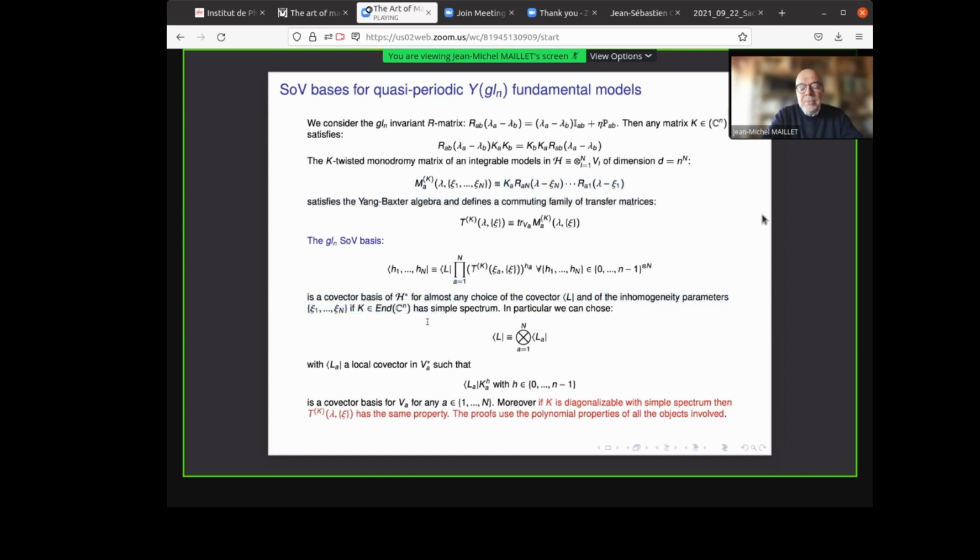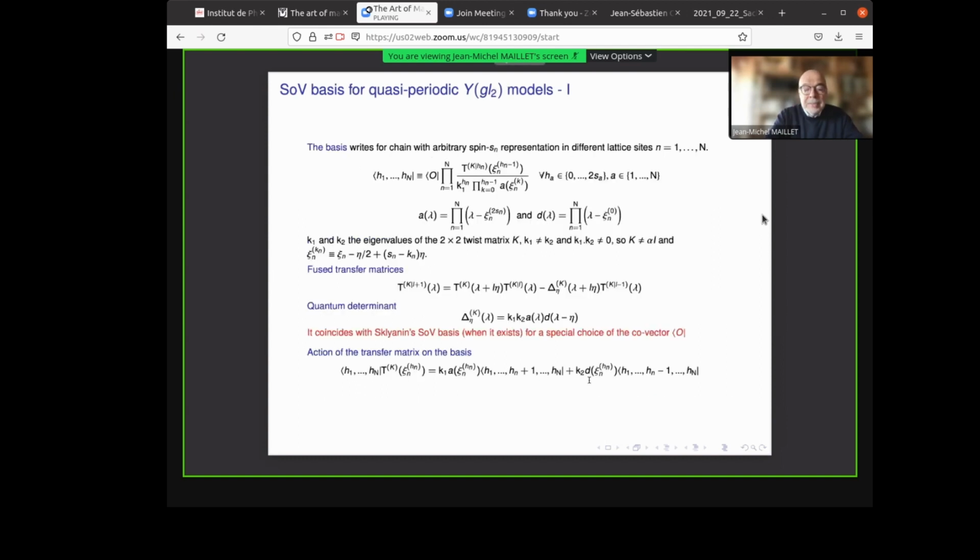So if it has simple spectrum, you can prove that this is a basis. And moreover, you can take for L just a pure tensor product, and the vector L_A, that should be just such that when you act with K inside A to the power h, with h running from 0 to n minus 1, this produces a basis. But this is just the simple spectrum condition on the K matrix. Moreover, if K is diagonalizable with simple spectrum, then you can prove that T(lambda) has the same property.